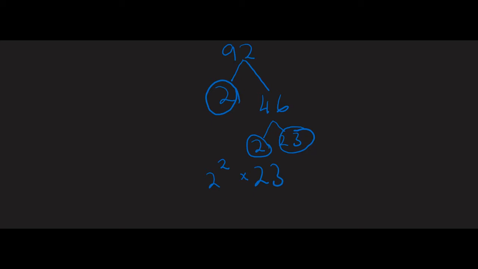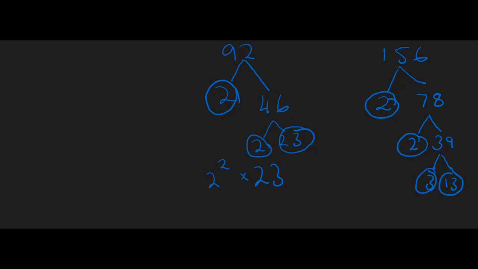So that's an example of how you can do it. Let's take another number, say 156. If we divide this by 2, you'll get 78. And then you divide that by 2 again, and you'll get 39. And then you'll divide that by 3, and you'll get 13. Right? So again, your prime numbers are here: 2, 2, 3, and 13. So 156 is equal to 2 squared times 3 times 13.